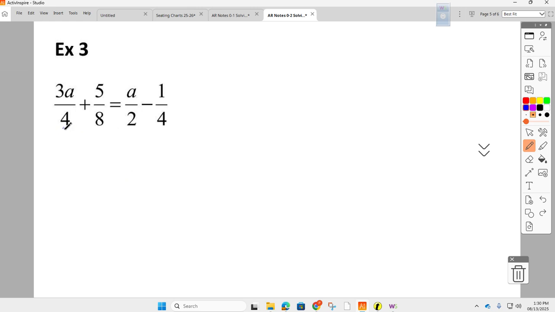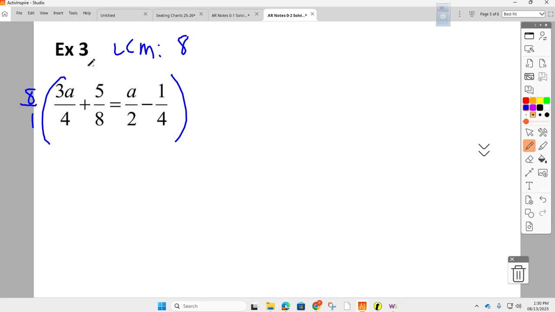All right. I've got a 4, an 8, a 2, and a 4. Very good. I heard somebody say it. 8. All of these numbers are a factor of 8, and 8 is a multiple of all of those numbers. So we are going to multiply everything by 8. And since we're multiplying by a fraction, we're going to put a 1 under it.